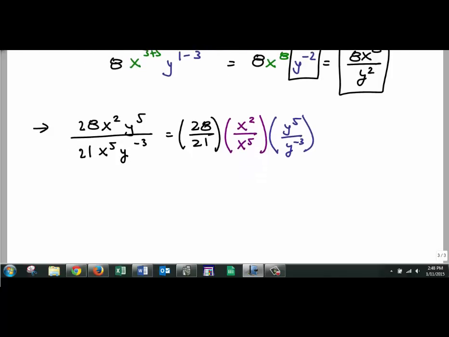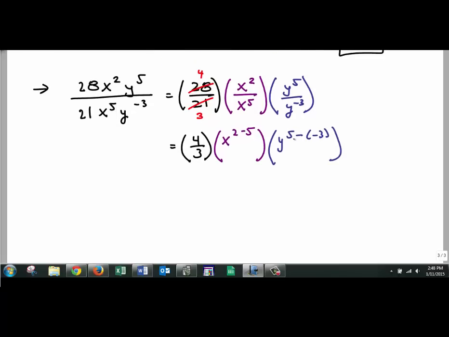Now 28 over 21 doesn't look like much, but these are both divisible by 7. So 7 goes into 28 4 times, 7 goes into 21 3 times. So for this first one I'm left with 4/3. Now for my next one, remember when you divide like bases you subtract exponents. So this 5 I would flip up top and it becomes a minus 5. And for my last one, this is going to be a little bit trickier. I have y to the 5th and I flip the negative 3 up. So I have to go minus a negative 3. Okay, it's a minus sign here because I'm subtracting a negative 3. Now the 4/3 doesn't change.